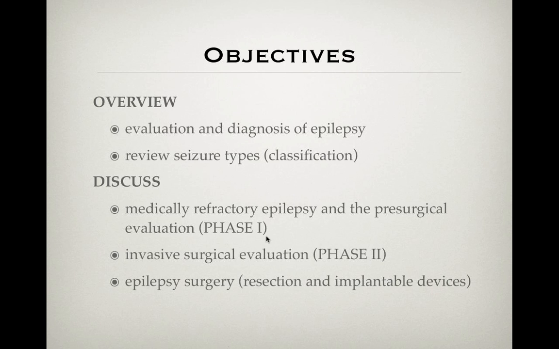We'll break it down into two phases. Some groups break it down into more, but just to keep things simple, phase one is a pre-surgical evaluation, and then phase two is what we saw earlier, when these electrodes will be placed on the brain itself in order to identify the area of brain that's causing the seizures. And then that would proceed to the epilepsy surgery itself. Or if we're not able to isolate the seizures, there are other implantable devices.